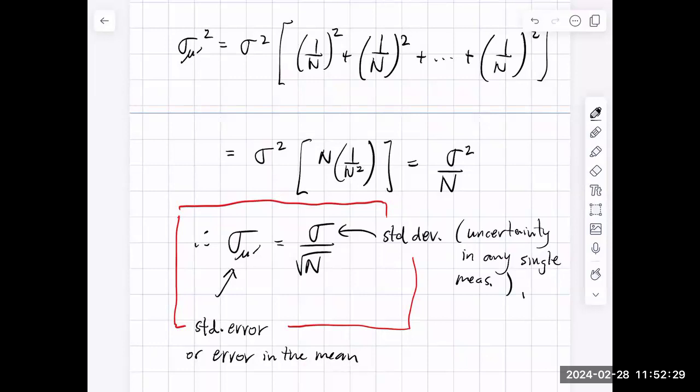What we'll think about on Friday is what happens if you want to combine measurements where all the uncertainties are not the same. What do you have to do? And so that'll lead to the so-called weighted mean and its uncertainty.